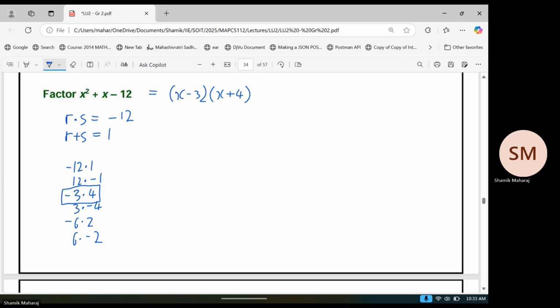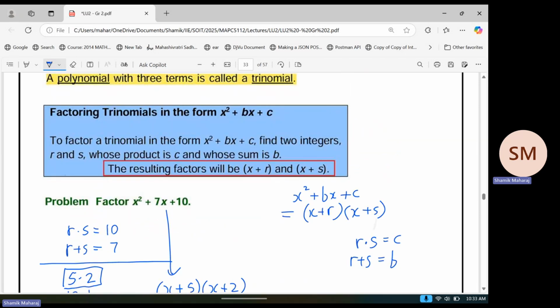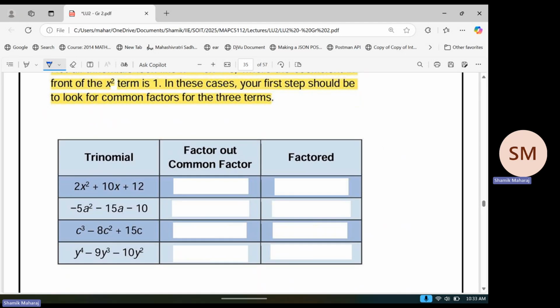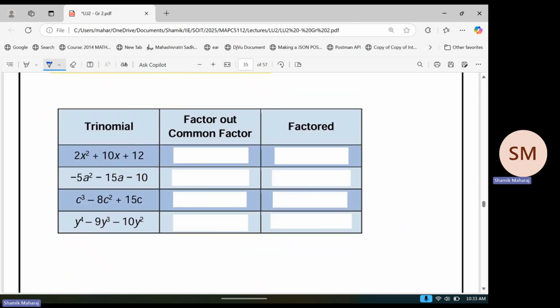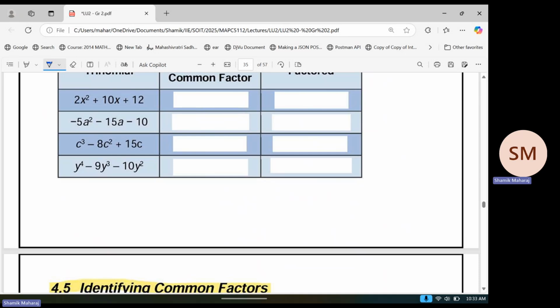Okay. Do you guys want more examples? Yeah, just one. Okay. All right, I think that's it. Okay, let's try this one here. 2x squared plus 10x plus 12. Let's try that one.